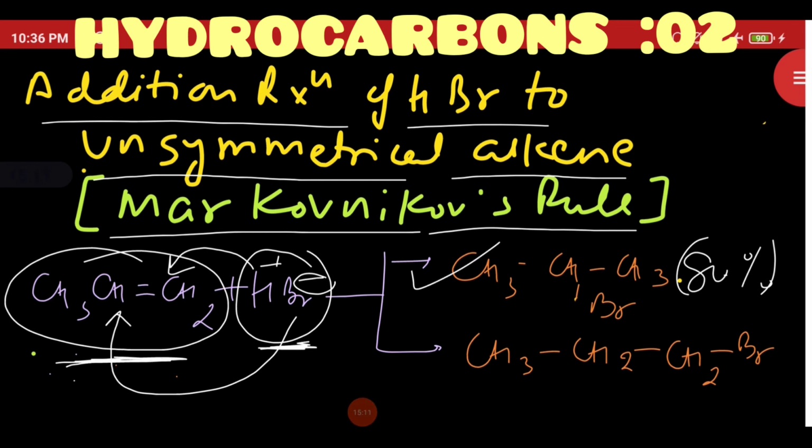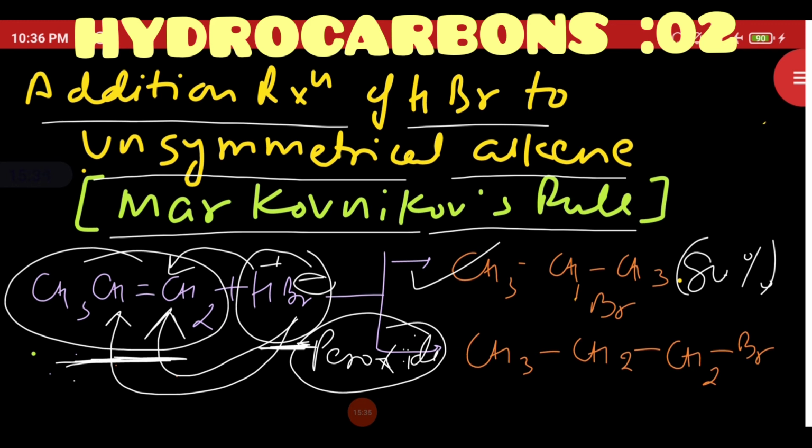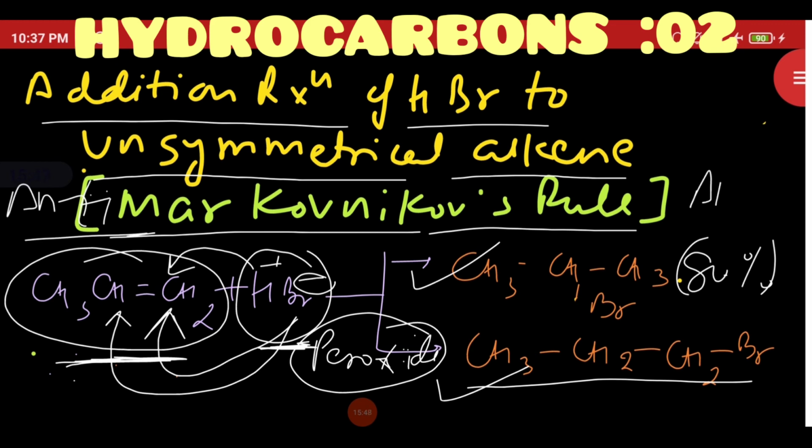If we add peroxide to this reaction, the rule operates in reverse: the negative part of the addendum attacks the carbon atom having more hydrogen atoms. That means in this case, with peroxide, 1-bromopropane will be the major product. This rule is called anti-Markovnikov's rule. We'll study its mechanism in a separate video.